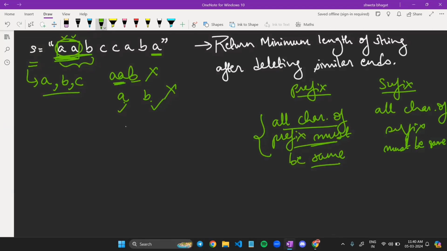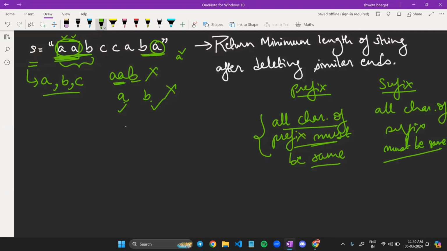Similarly, for suffix, the condition is that all characters of suffix must be same. So can I select this A as a suffix? The answer is yes, because what are the characters present in my suffix? It's only A. And all the characters are same, right? Because all the characters present in my suffix are A. So I can take A as a suffix.